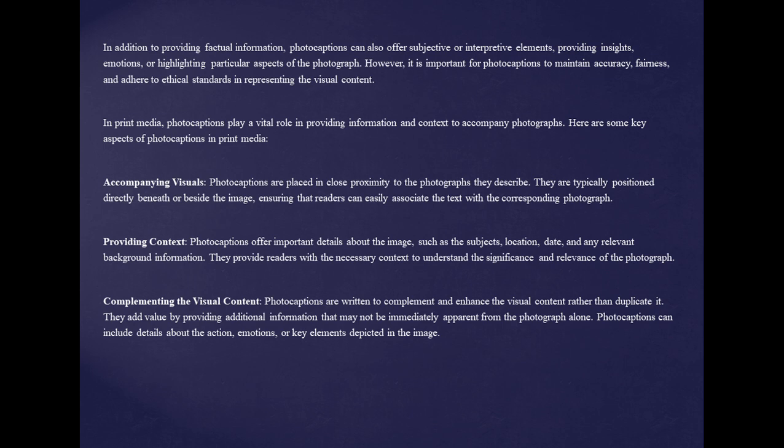In print media, photo captions play a vital role in providing information and context to accompany photographs. Here are some key aspects of photo captions in print media. First, accompanying visuals. Photo captions are placed in close proximity to the photographs they describe. They are typically positioned directly beneath or beside the image, ensuring that readers can easily associate the text with the corresponding photographs.